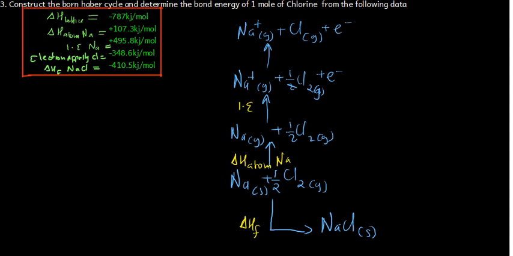So the energy involved there to break this bond in chlorine to just chlorine atoms is called bond energy, or enthalpy of dissociation. It can also be called enthalpy of atomization of chlorine, depending on what you've been given. So after this happens, now the chlorine, which has already been broken, can now gain this 1 electron.